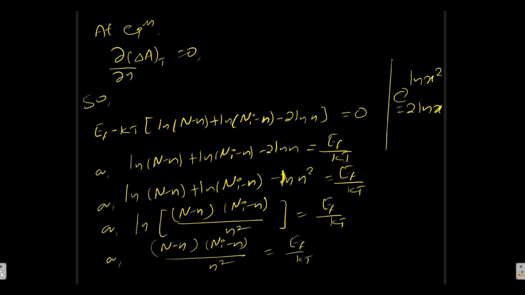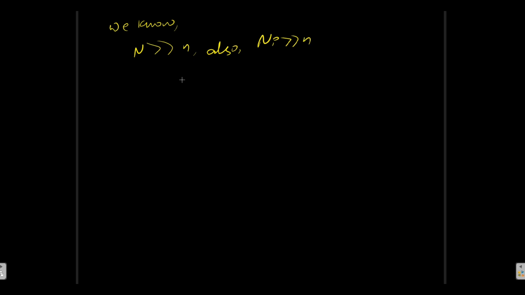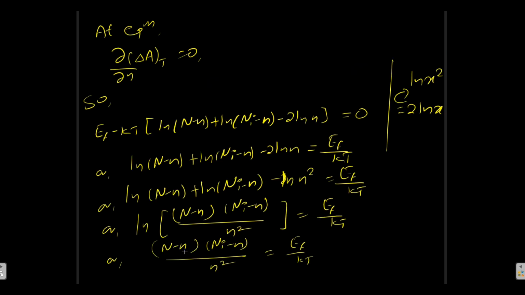Now let's move to another page. We know N is much greater than small n. Also Ni is much greater than small n. So N − n can be written as N, and Ni − n can be written as Ni. So what do we get? In this equation, this small n will get cancelled out, right? Will get eliminated or neglected.